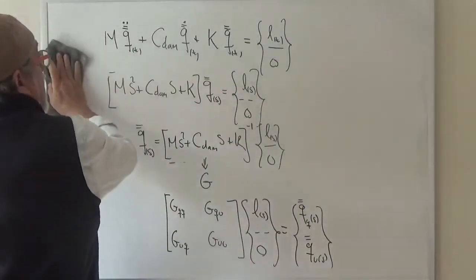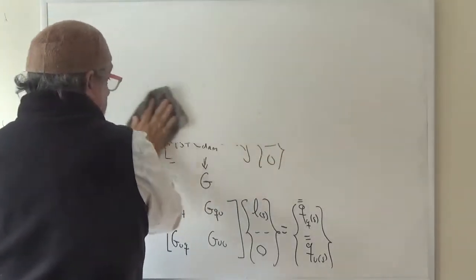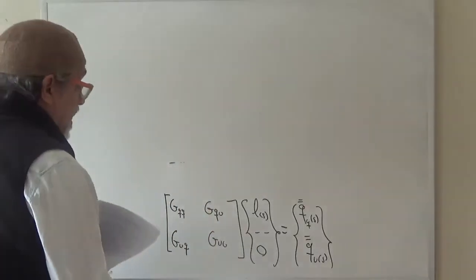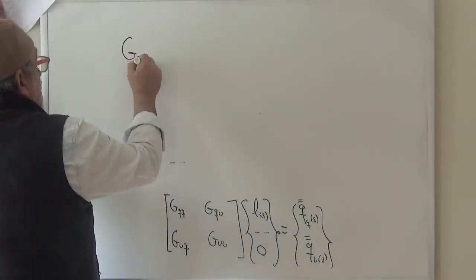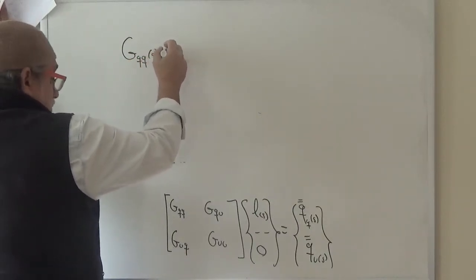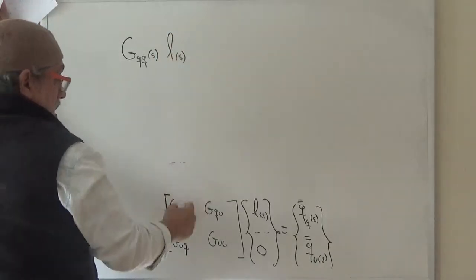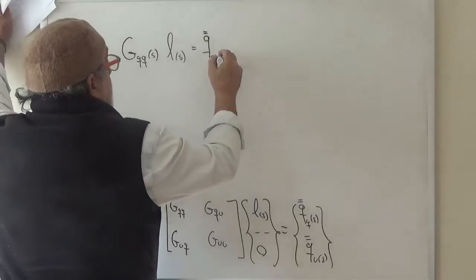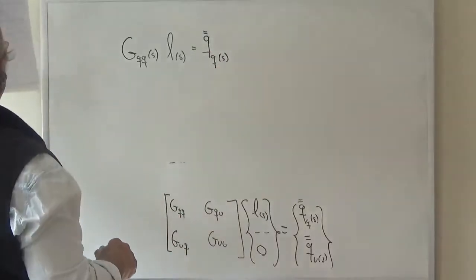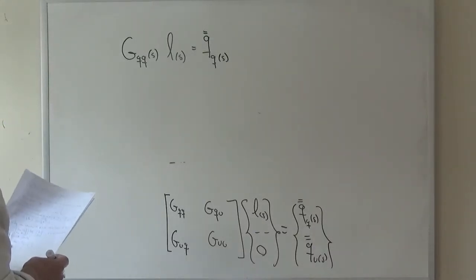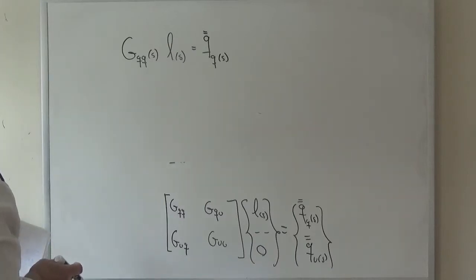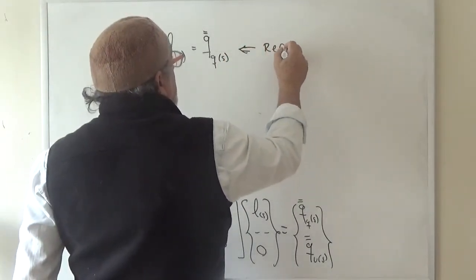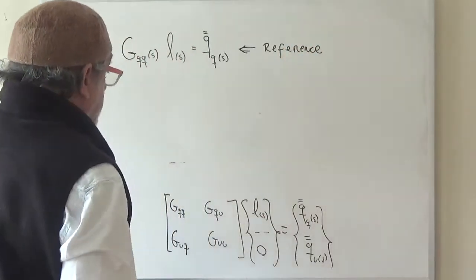Now, we say, all right, if that is true, and so far all we've said is if, then from this equation we find that G measured-measured, a function of s, times L, which is a function of s, plus this times 0, is equal to q double bar of s at the measured coordinates. And this is in the reference state.